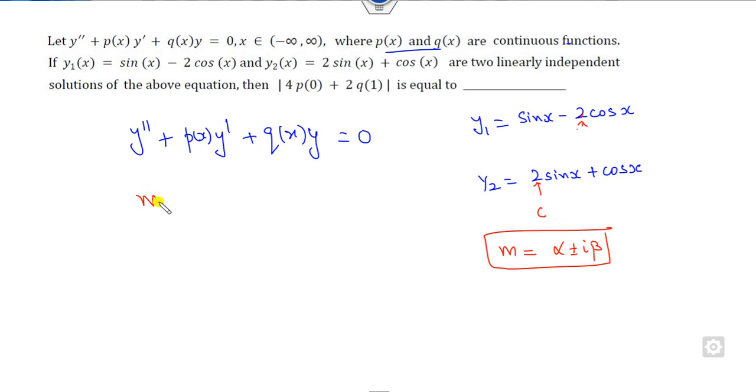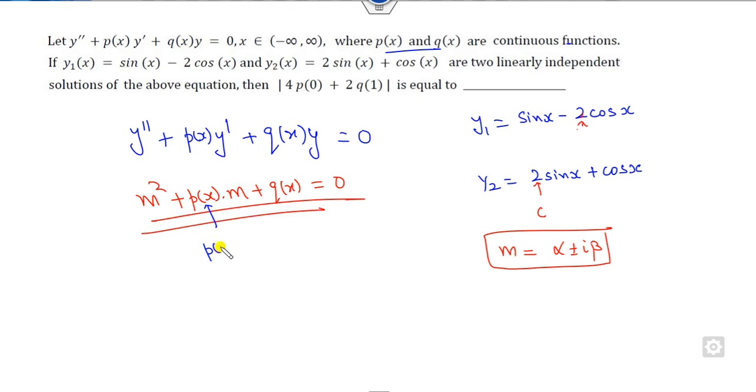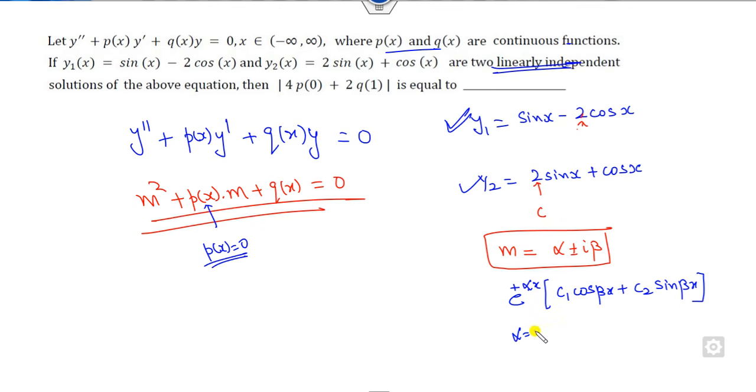Fine. So if you write it here, say p of x times m squared plus q of x is 0, when it gives you complex numbers, then definitely p of x must be 0, because if p of x is not 0, then the complex roots give e raised to power alpha x times c1 cos of beta x plus c2 sine of beta x. But it is given that y1 and y2 are the linear independent solutions. So definitely alpha must be 0. Otherwise the e raised to power term will be there, but that is not present here. So alpha must be 0. That means the p of x must be 0.